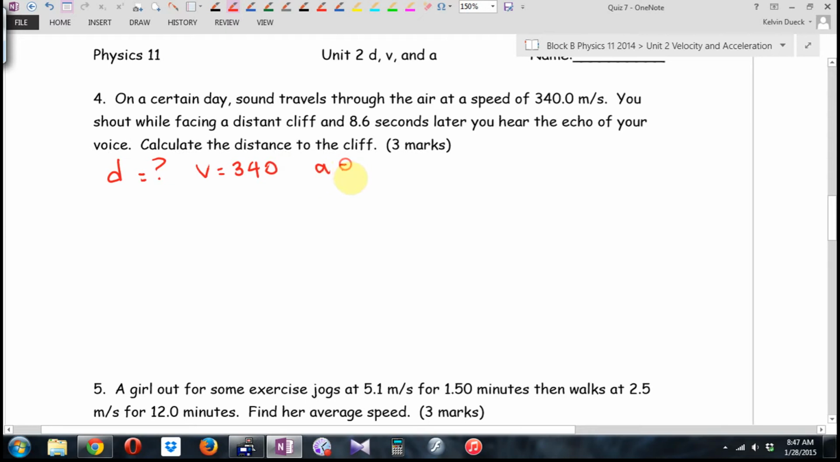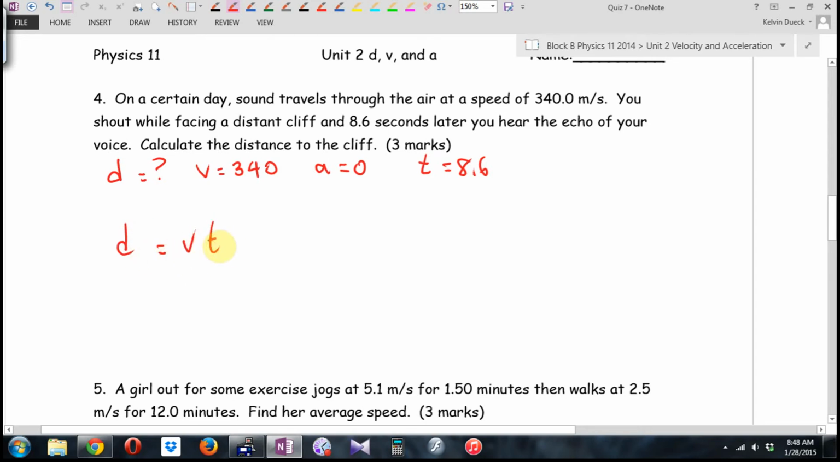For sound, what's the acceleration? 0. What's time? Well, it depends on how you want to do this. So if you use 8.6, your distance is going to be twice too big. Watch your language. Why? Because that's the time to go there and back. Right? Yeah. So you can use 8.6, but your distance you're going to have to divide by 2. Or you could say, I'm going to divide the time by 2 right now, 4.3, and go straight there. It's going to be D equals VT.